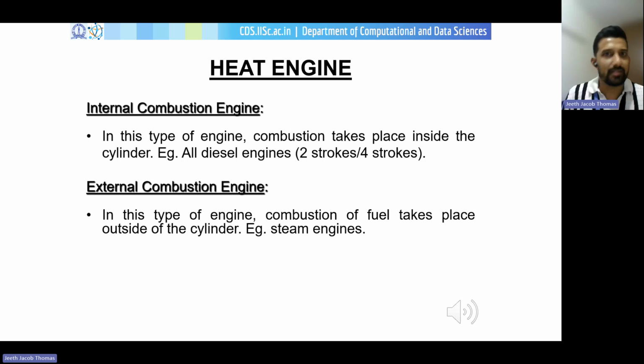In the case of an internal combustion engine, the combustion takes place inside the cylinder. An example could be any diesel engine that you could see on the roads today. An external combustion engine is one where the combustion of the fuel is happening somewhere else, outside the engine. An example would be steam turbines.